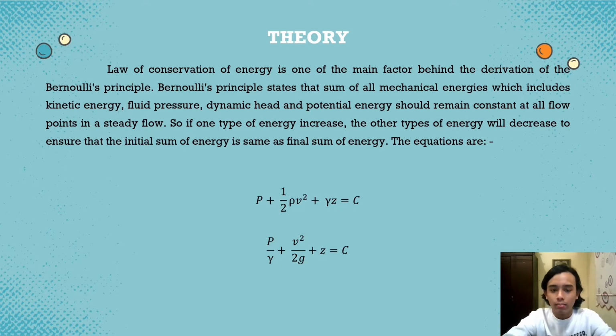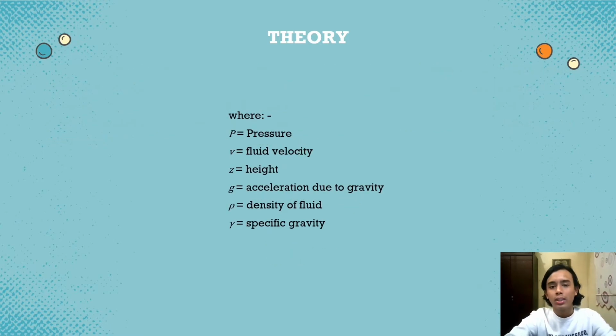The equations are P plus half rho v square plus gamma z equal to C, and P over gamma plus v square over 2g plus z equal to C, where P is pressure, V is fluid velocity, Z is height, g is acceleration due to gravity, rho is fluid density, and gamma is specific gravity.